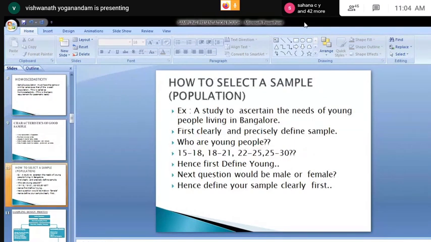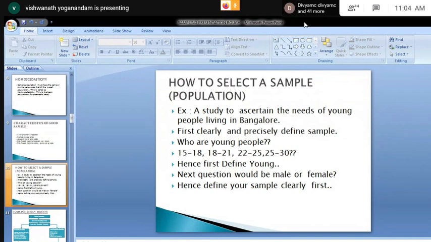Right. Then how to select a sample from the population? I think our previous speaker also touched on this. Suppose you take an example: a study to ascertain the needs of young people living in Bangalore. We have to define what we are going to study. First, clearly and precisely define the sample, because when you say needs of young people living in Bangalore, it does not define it.